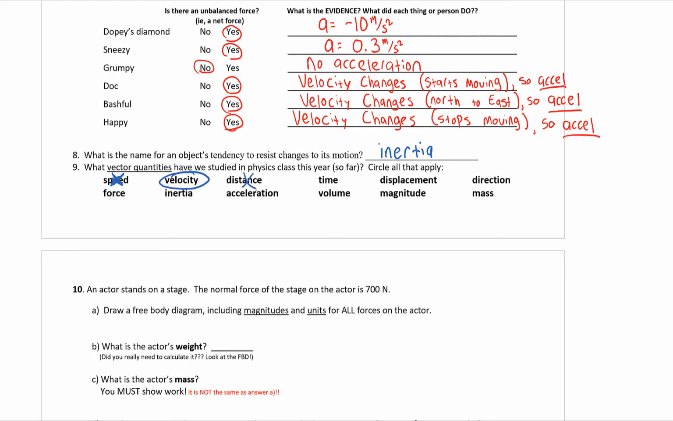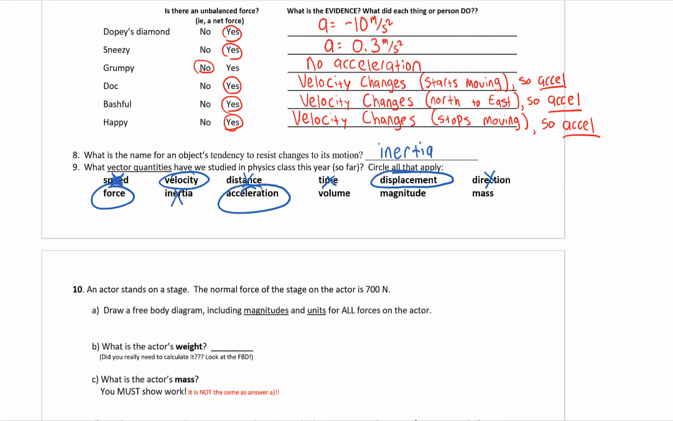Distance is not. It's just like it's 3 miles away. You don't need to give me a direction. Time is not. Displacement is, because you say that it's 3 meters east, maybe. Displacement is the vector version of distance. Direction is not, because you need direction and magnitude to be a vector. Force is, we draw arrows for force. Inertia is not. Acceleration is, because gravity accelerates you downwards, right?